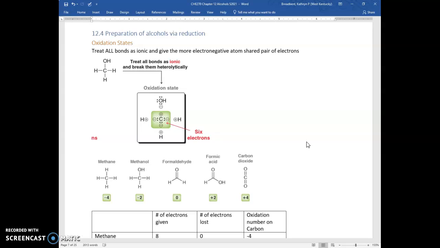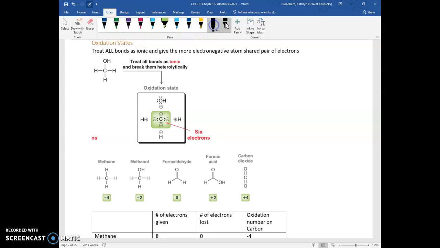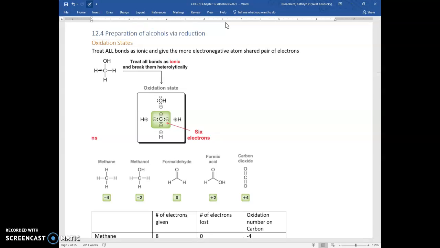Okay, so if we have this methanol, what we're going to do is give all of the electrons that are shared between the hydrogen and the carbon to the carbon, for accounting purposes only. This is not where the electrons really are, but it's more of an accounting issue. Between the carbon and the oxygen, these electrons are going to go and live solely on the oxygen.